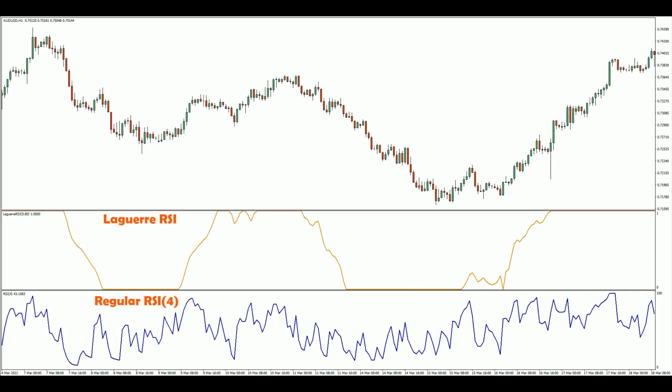Compared to the regular RSI, the Laguerre RSI is much smoother, but still does a good job at capturing the larger price moves. Therefore, you get an improved RSI that reacts quickly while minimizing whipsaws.